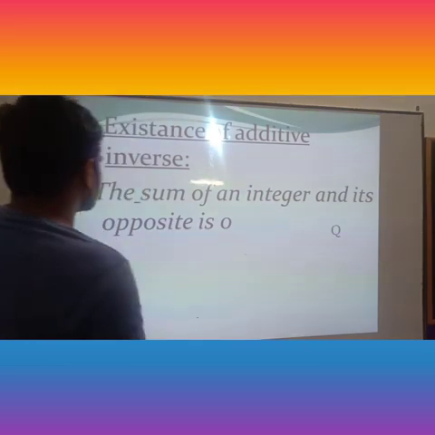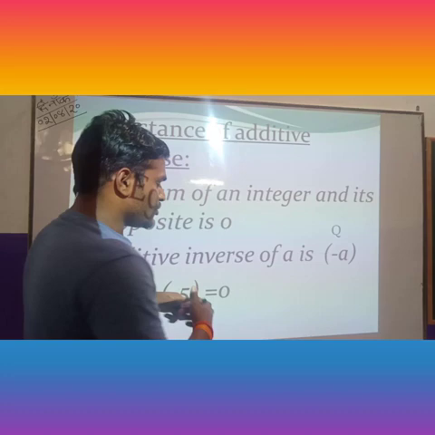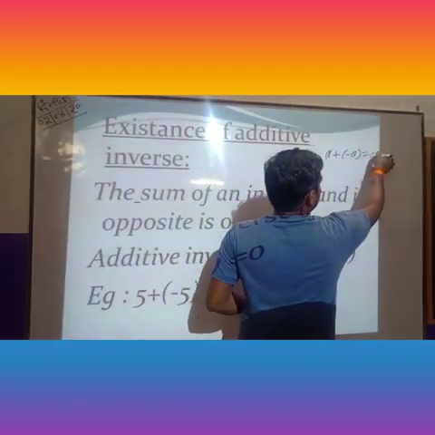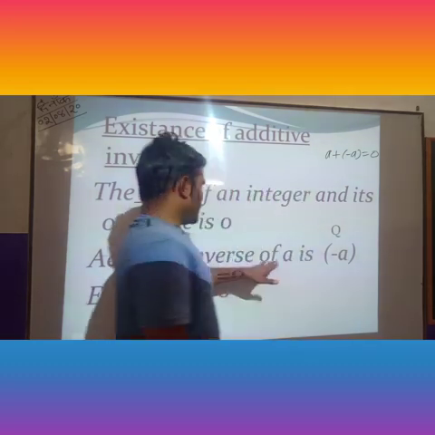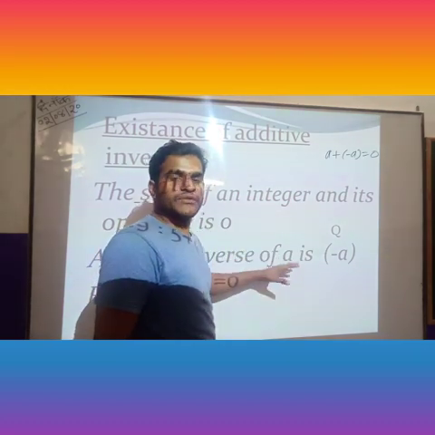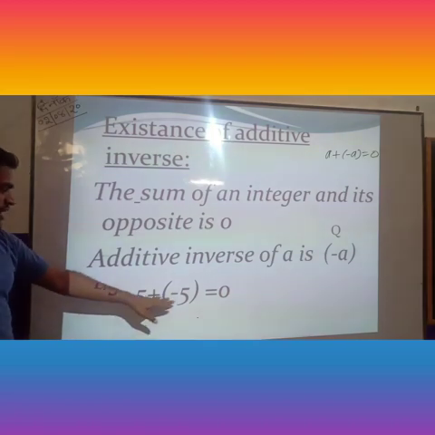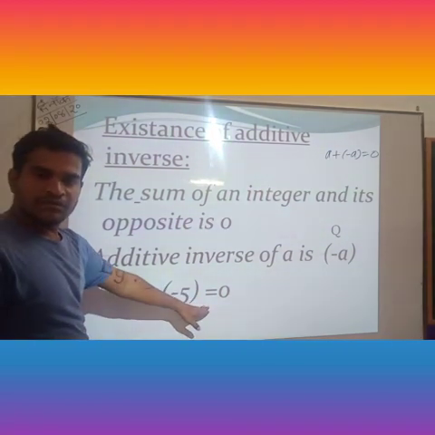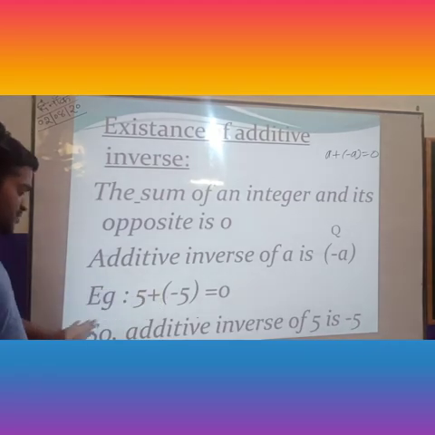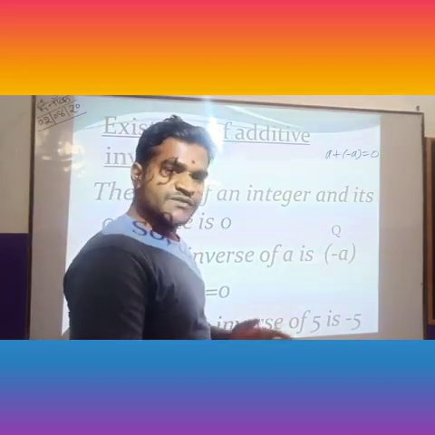For example, the additive inverse of a is minus a. Why? Because a plus minus a is equal to 0. That is why minus a is called the additive inverse of a, and a is called the additive inverse of minus a. For example, 5 plus minus 5 is equal to 0. Like that, minus 5 plus 5 is equal to 0. So the additive inverse of 5 is minus 5 and the additive inverse of minus 5 is 5.